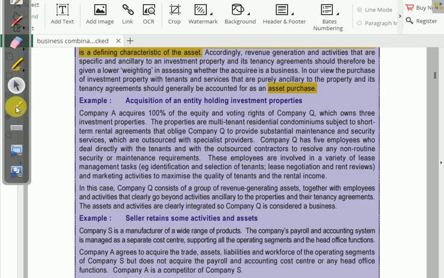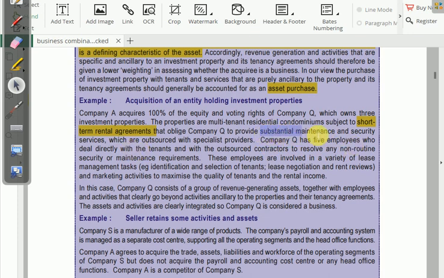We will see company A acquires 100% of the equity and voting rights of company Q, which owns three investment properties. Here company A is also acquiring a company which is also an investment company, having three properties. The properties are multi-tenant residential condominiums subject to short-term rental agreements. Which kind of rent agreements? Short-term rent agreements that oblige company Q to provide substantial maintenance and security services.